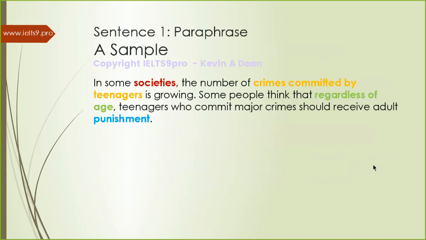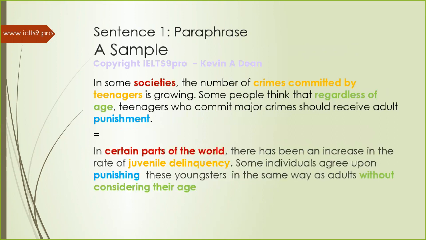So here's a sample. In some societies, the number of crimes committed by teenagers is growing. Some people think that, regardless of age, teenagers who commit major crimes should receive adult punishment. So you can see in red, yellow, green, and blue societies, certain parts of the world, crimes committed by teenagers, juvenile delinquency, regardless of age, without considering their age. Punishment becomes punishing. Excellent. So that would do fine.